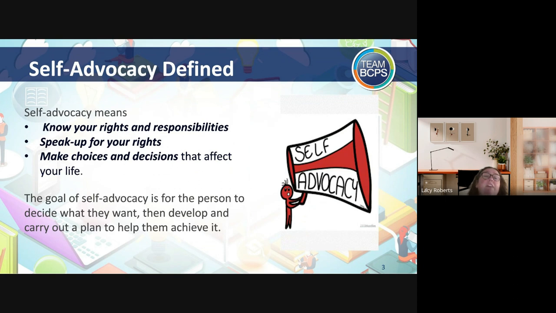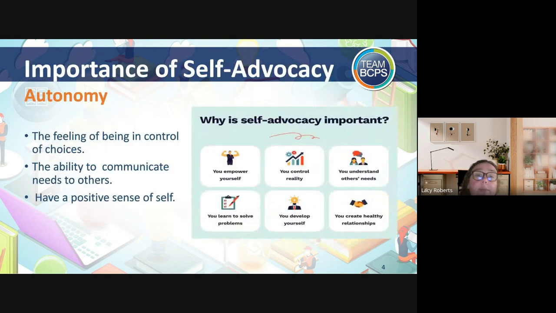So self-advocacy is when students or people know their rights and responsibilities. They're able to speak up for their rights and they're able to make choices and decisions that affect their life. The goal of self-advocacy is for someone to decide what they want and then develop or carry out a plan that helps them achieve what it is they're trying to achieve.